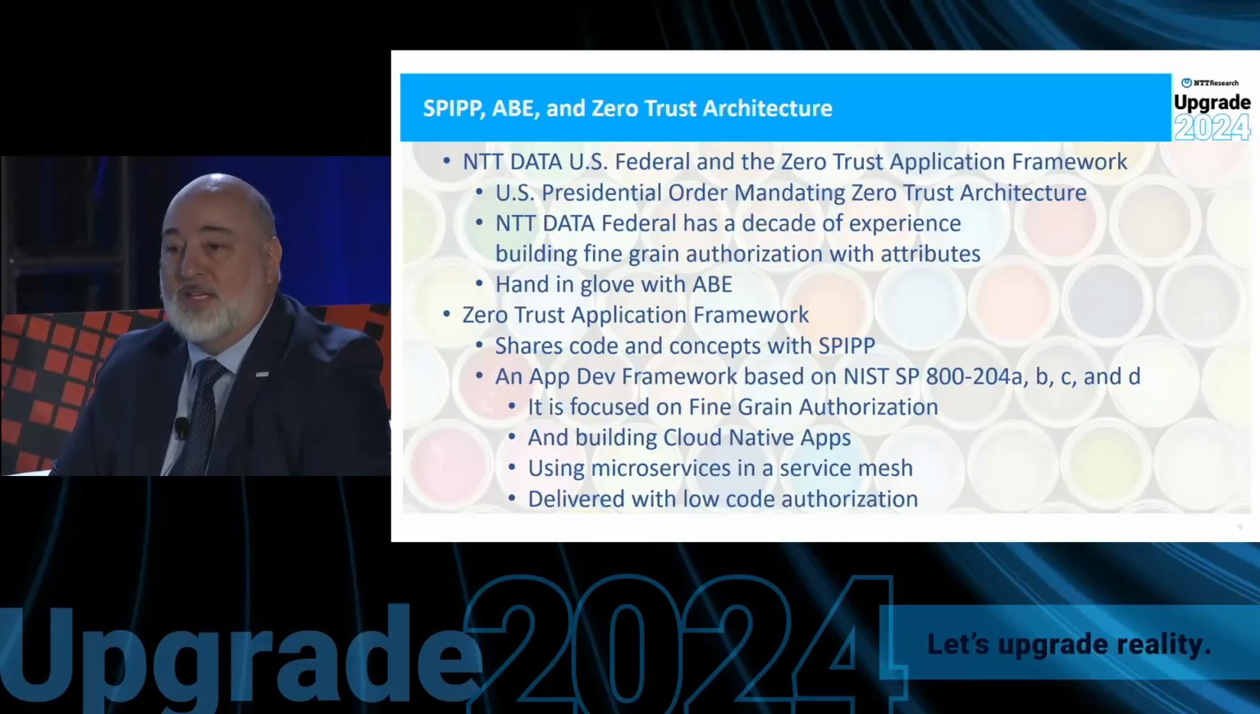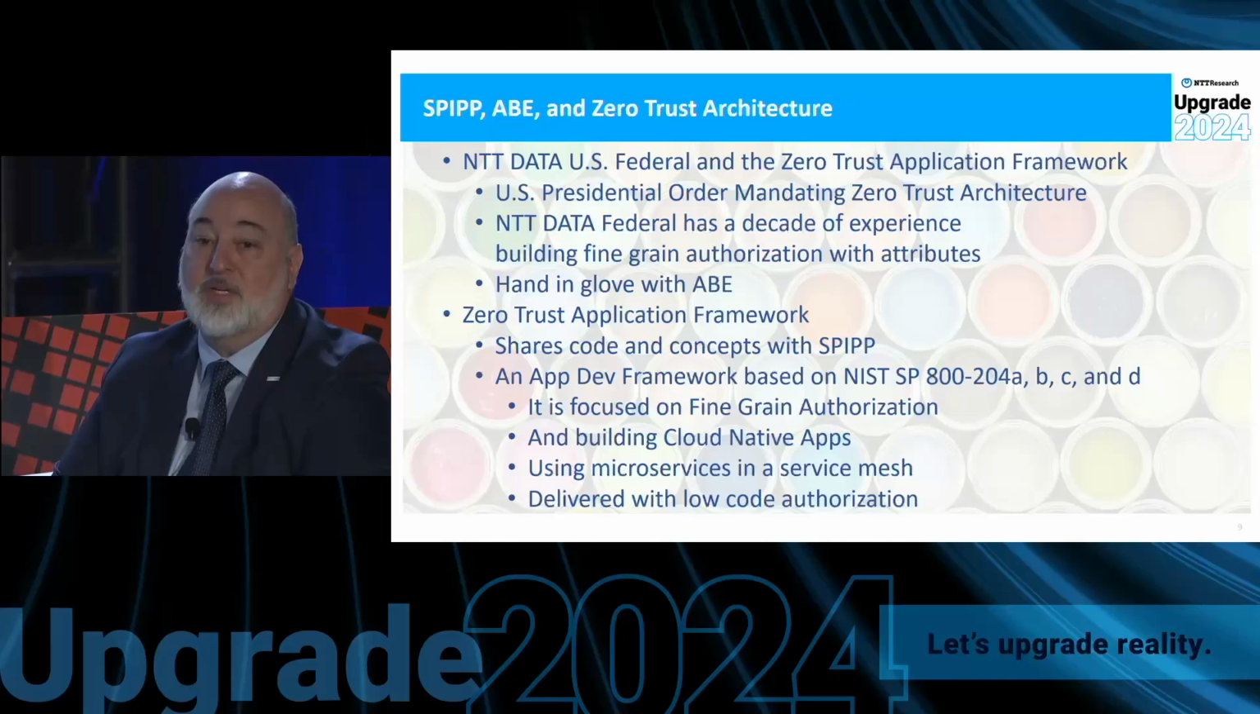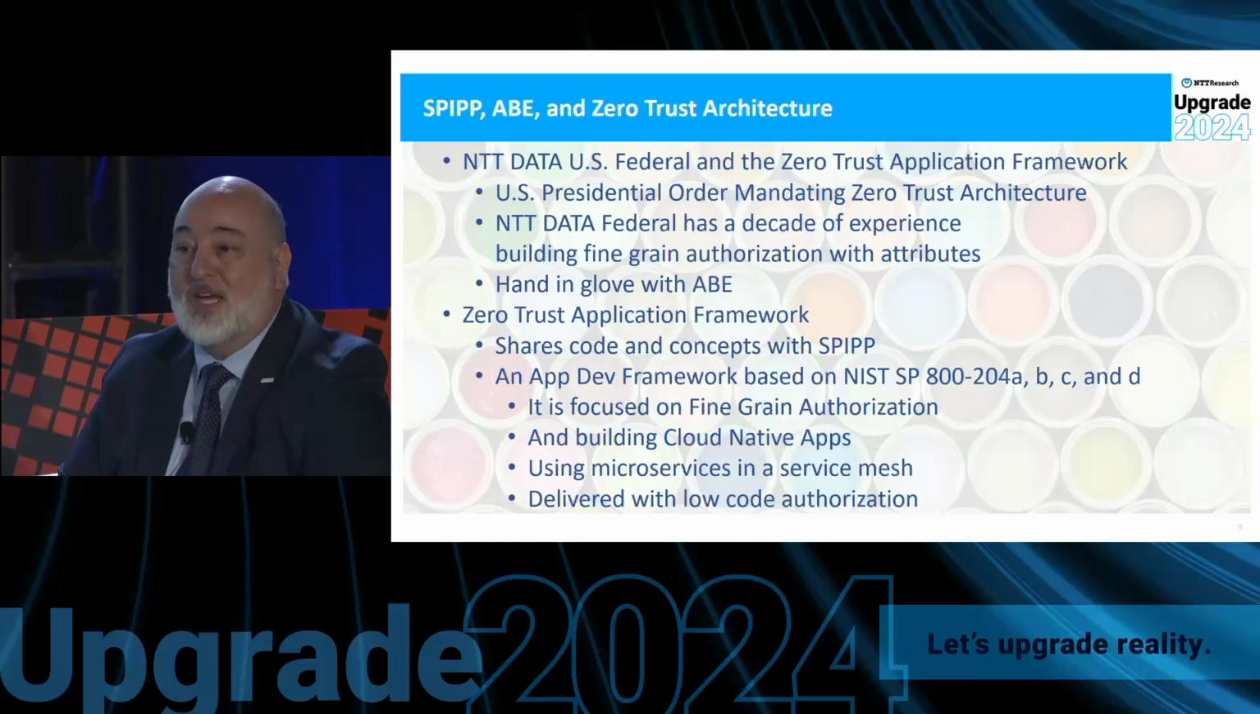Our group, NTT Data Federal, actually has about a decade of experience building fine-grained authorization because of our clients. So we've been doing this for a long time. We were doing it with attribute-based access control. Turns out the same work we were doing works hand in hand with attribute-based encryption, so we were able to take the same concepts and glue them together.